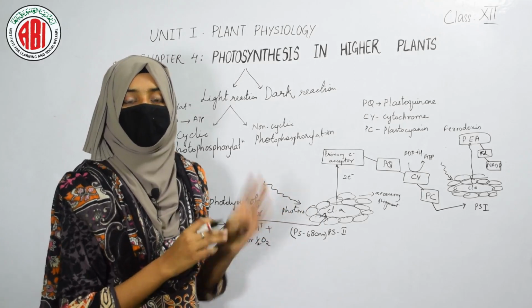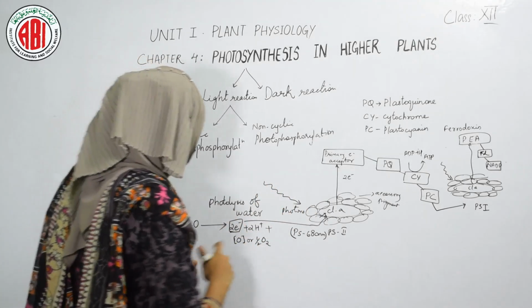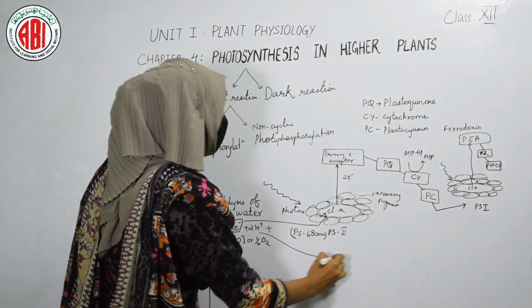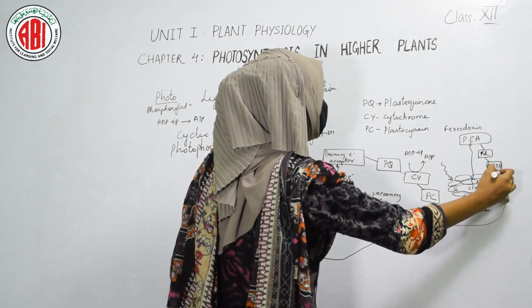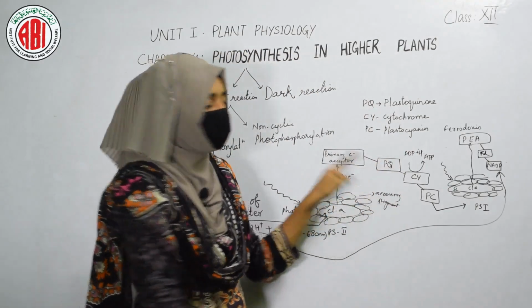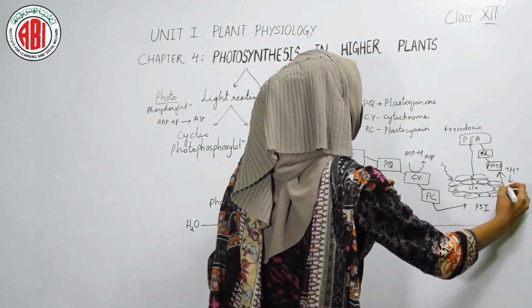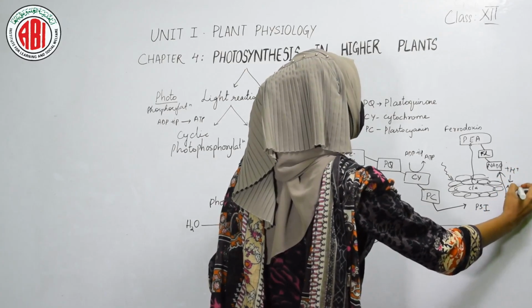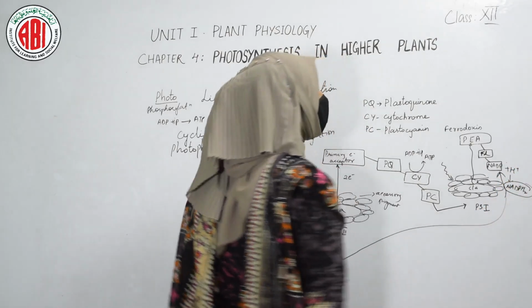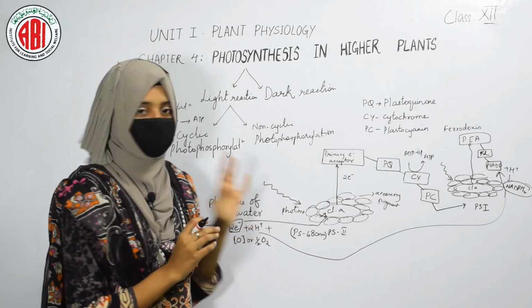In this way, the replacement of the electron can take place, and the protons which are released by the splitting of water are given to photosystem 1 for the reduction reaction. To NADP, hydrogen atoms, that is protons, are added, and it results in the formation of reducing power called NADPH2. So once again I am going to repeat it.